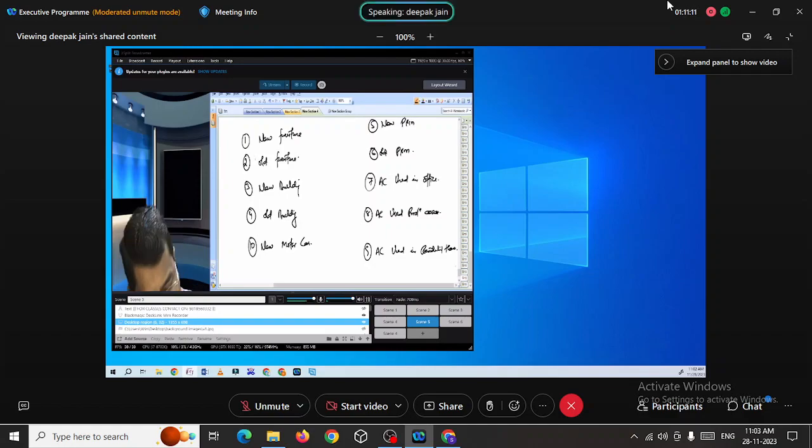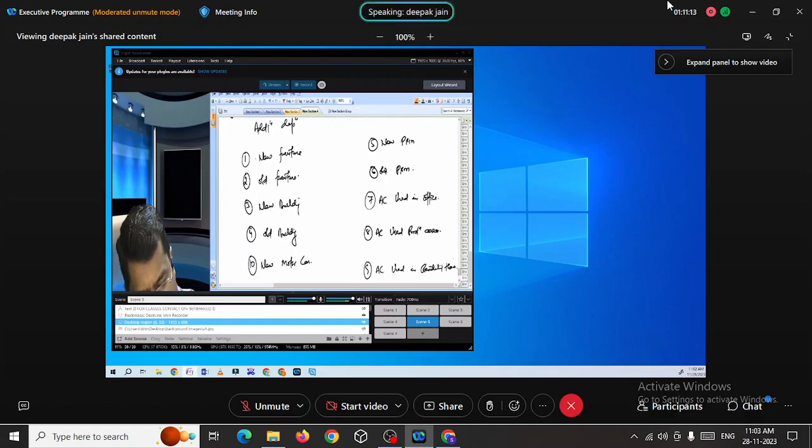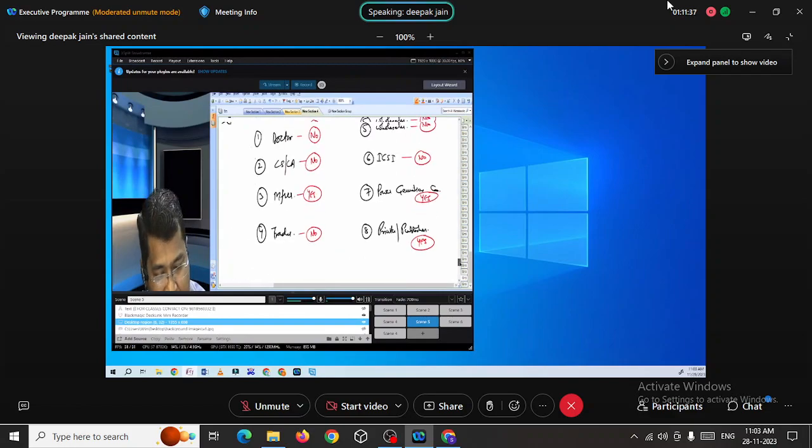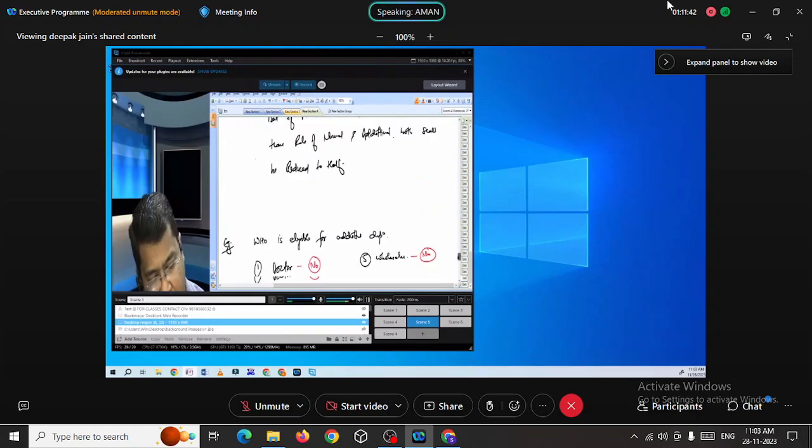So which amongst the following is eligible for additional depreciation? New furniture? No. Old furniture? No. New building? No. Old building? No. New motor car? Yes, sir. No. Sir, you wrote motor car. Specifically mentioned, not eligible for additional depreciation. Okay, okay sir, so it is in not eligible.